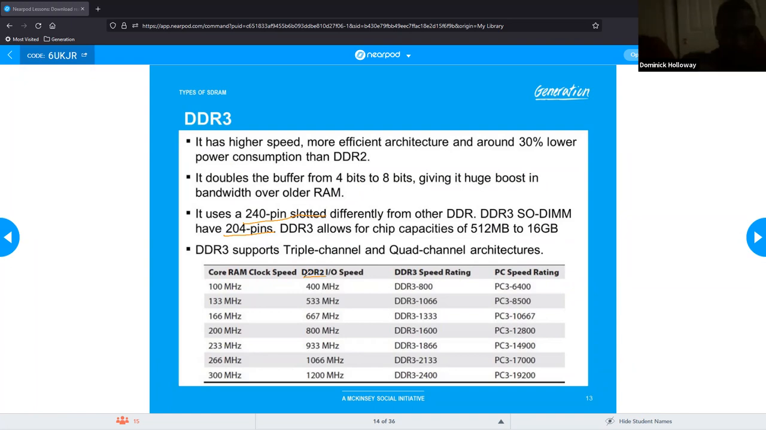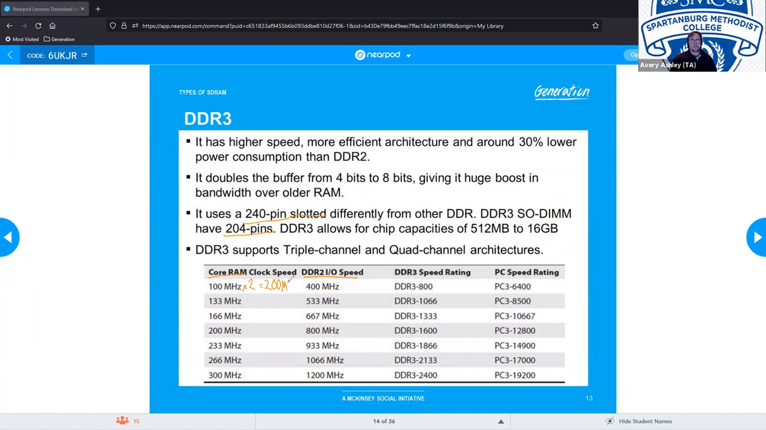You multiply it by two. What are we multiplying by two? The core RAM clock speed. So if we multiply the core RAM clock speed by two, it's 100 megahertz times two, we're going to get 200 megahertz. And then you multiply by two again. Why are we multiplying by two again?